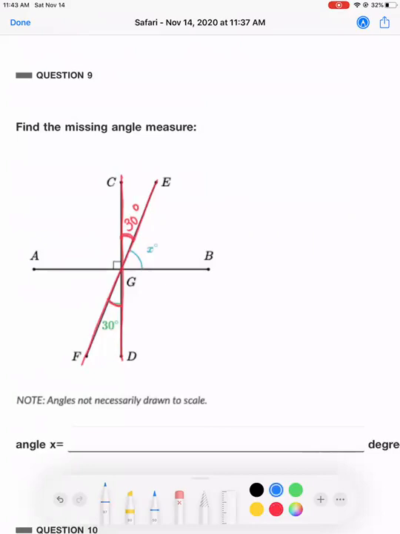And I can see that X and this 30-degree angle make a right angle. So they're complementary and they have to add up to 90. So X plus 30 has to equal 90. So I can just do 90 minus 30, which equals 60 to find X. So X has to be 60 degrees.